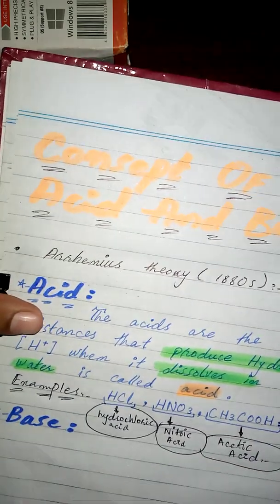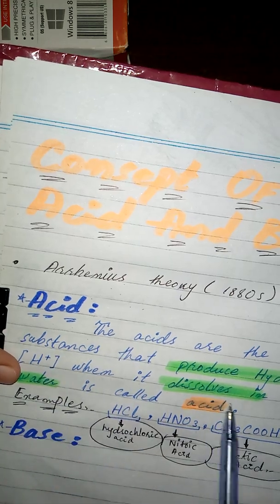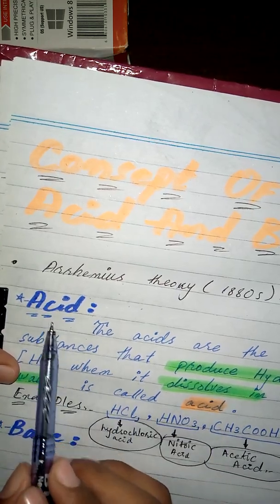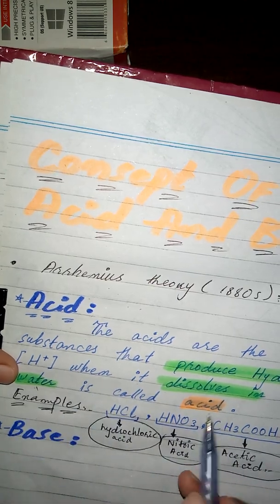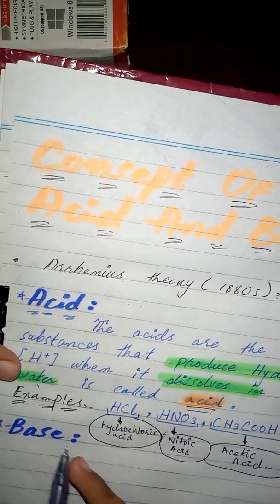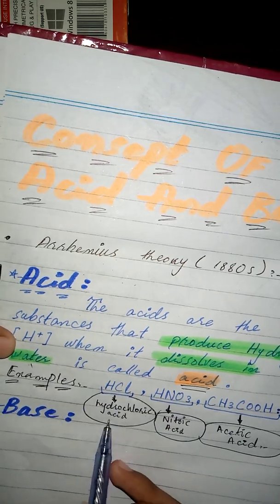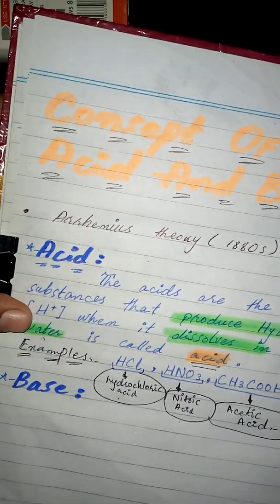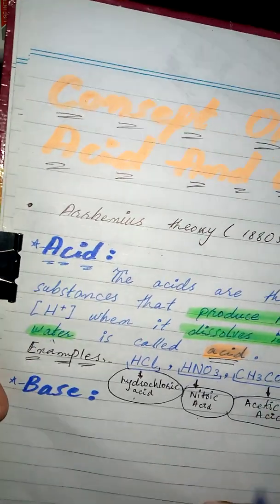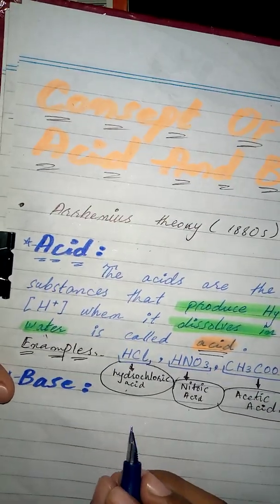So we have understood the Arrhenius theory, that when we are dissolving acid into water and it produces hydrogen, it is called acid. A few examples of acid are hydrochloric acid, nitric acid, and acetic acid. We will learn more because today is our first day. That's why we are learning only in short.